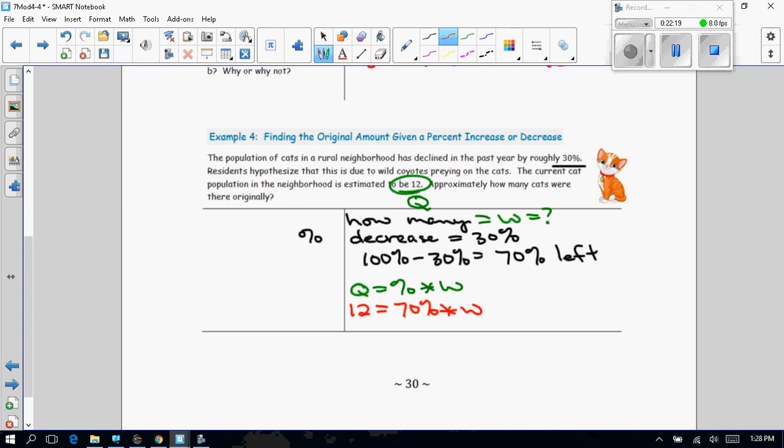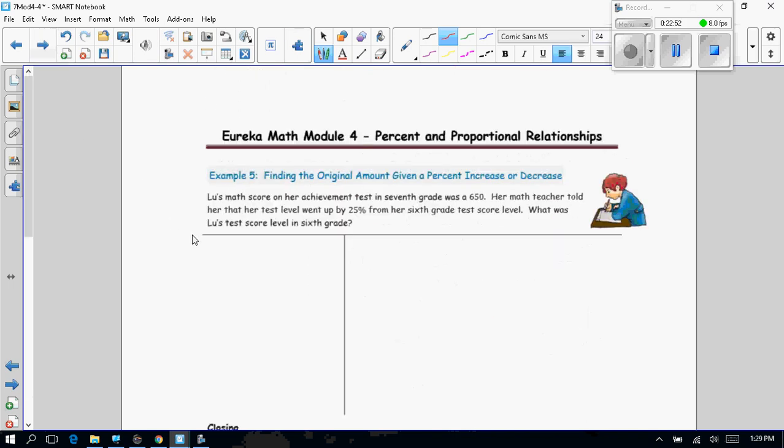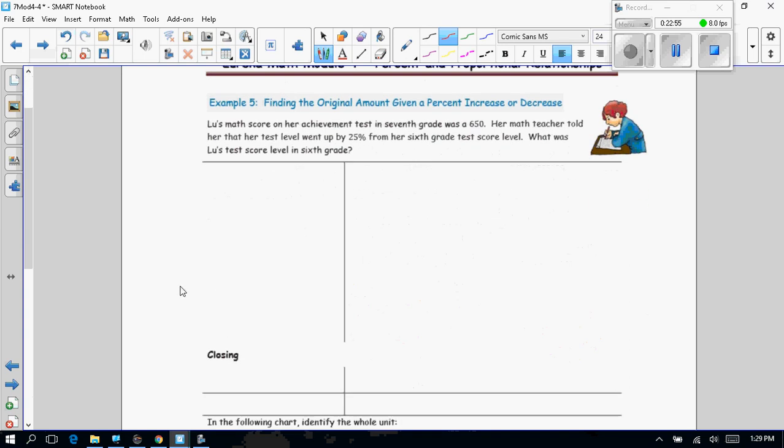Well, I can't use that percent that way, so I'm going to change it to a decimal and then divide by that decimal to figure out how many was my whole. 12 divided by 0.7, grab your handy dandy calculator, and you get 17.1. Well, I can't have 0.1 of a cat, and it said it's approximately or roughly 30%. So we're going to say this is roughly 17 cats. There used to be 17 cats. 5 cats have disappeared, suspected to have been victims of the coyotes around. All right, kind of a sad, depressing problem, isn't it?